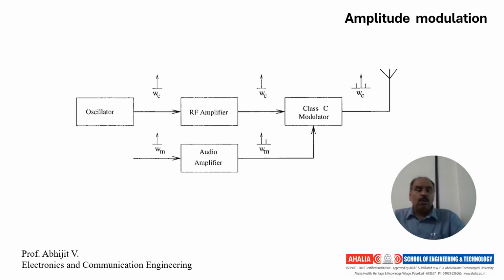So this is a general block diagram. You have an oscillator that generates a carrier signal. You have an audio amplifier. You pass it through an RF amplifier and then through a class C modulator, and then you transmit the signal. Here is where you get the output of the amplitude modulated signal.